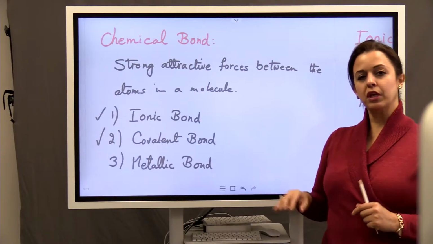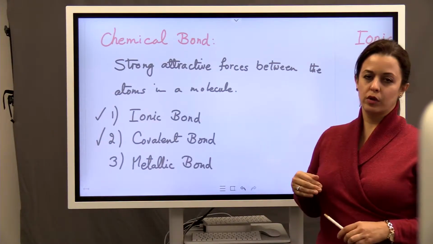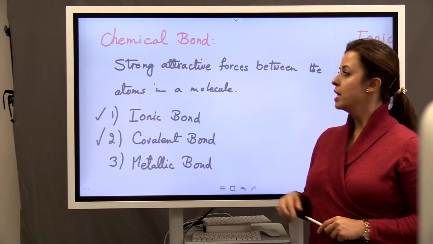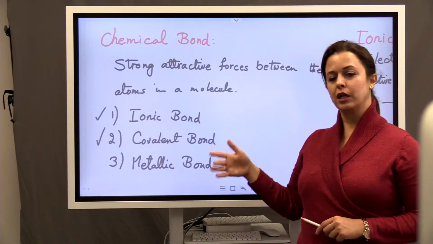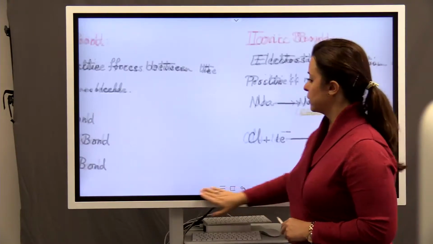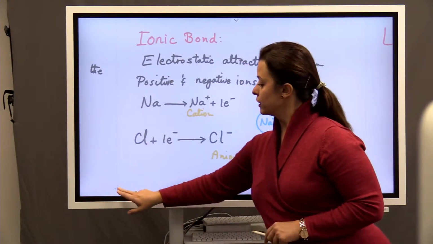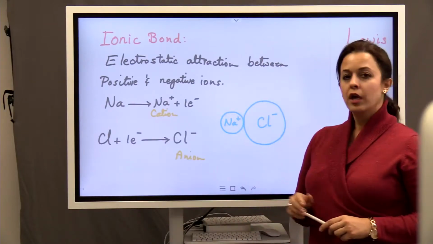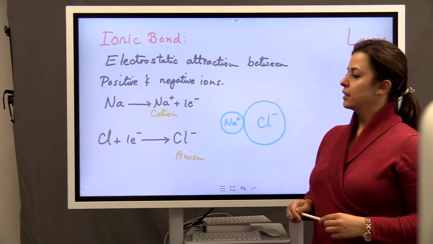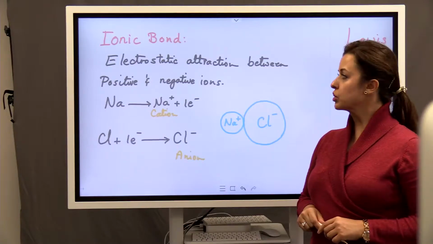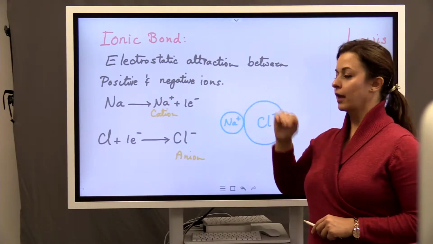You know a little bit of each from chapter 2 when we were working on the name and the structures, but here we will learn them in more detail. So let's see what the ionic bond is. An ionic bond is electrostatic attraction between positive and negative ions.